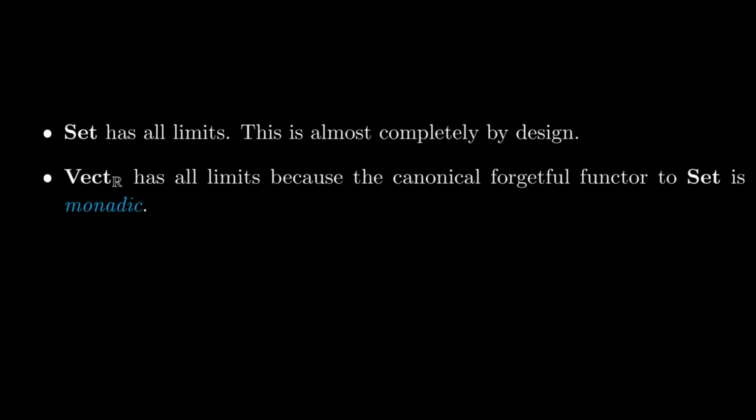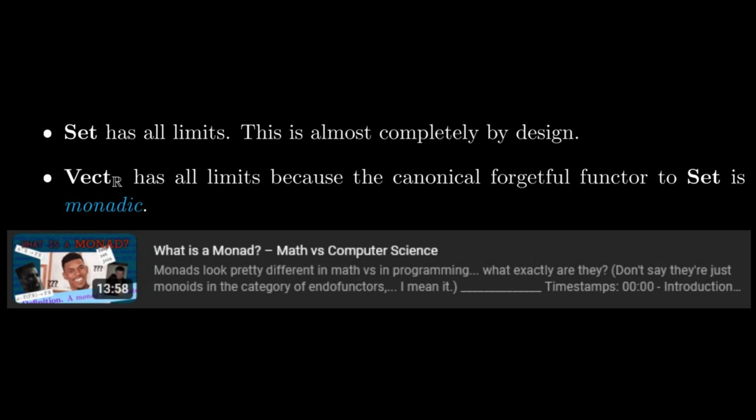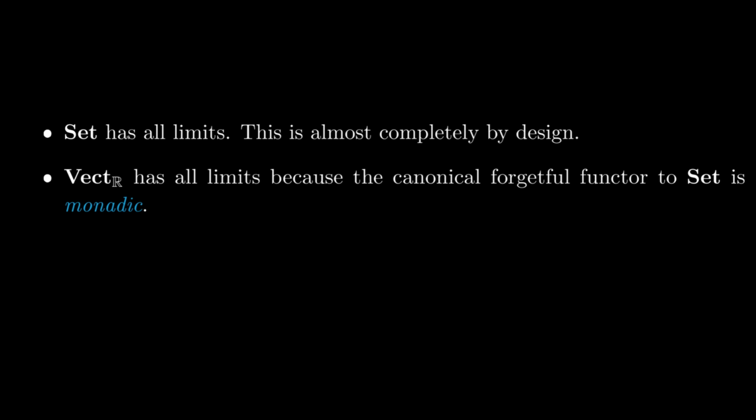Proving that limits exist in the category of sets is actually not too bad, but that's almost by design, so I don't know if that really counts. In the category of vector spaces, we can show that it has all limits because the category is monadic over the category of sets. If you watched a previous video of mine, you already know what this means, although not necessarily that this implies that it has all limits.